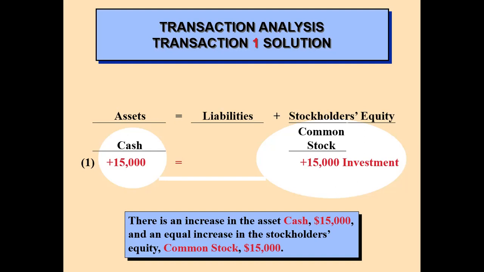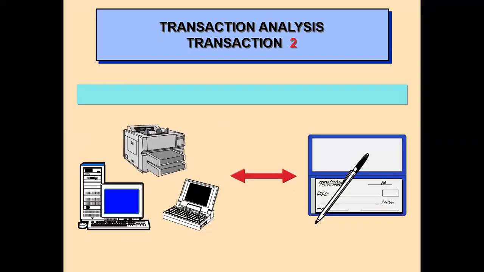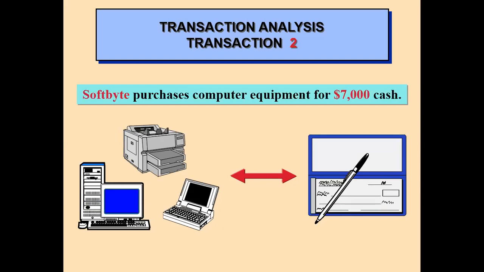So the first one is clear, I hope. Is it clear? Yes, sir. And the next transaction, ShopBite purchases computer equipment for 7,000 cash.